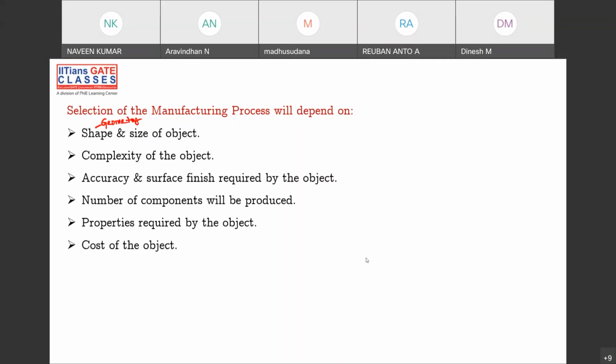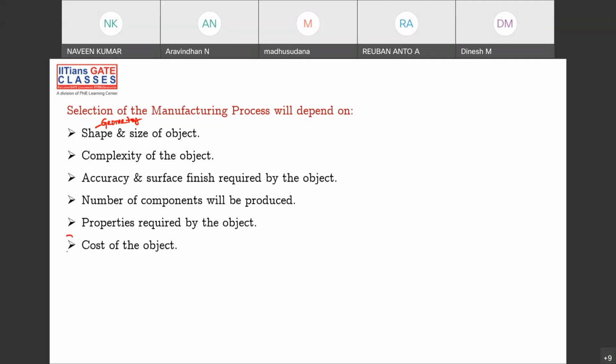Okay, like that. And what are the properties required? Let's say the required property is very high, maybe the outer surface should be very hard and the inner part should be much softer. If you have that kind of functionally graded property materials, then you'll be able to twist and tweak the casting process itself. And of course the most important is cost.